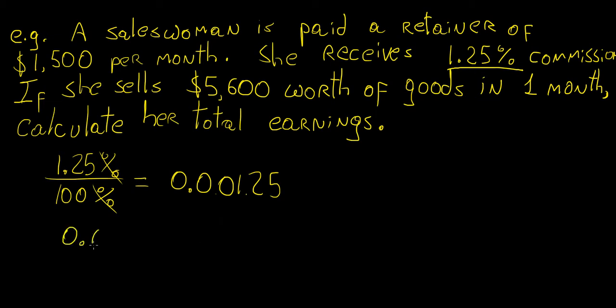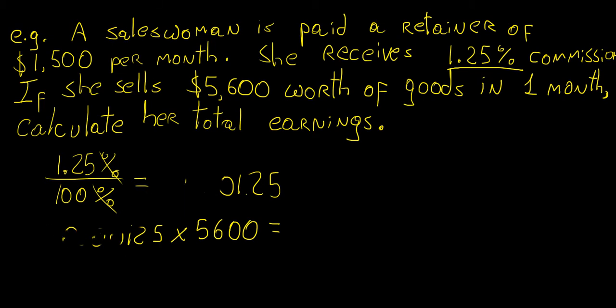So 0.00125 times 5,600. And let's see what that gives us. Actually, I believe I made a mistake here. Yeah, silly me. I just included an extra decimal place. So let me just fix that very quickly. Actually, let me just erase this whole thing.